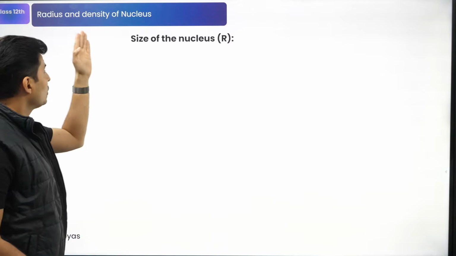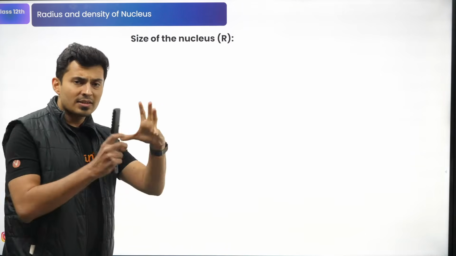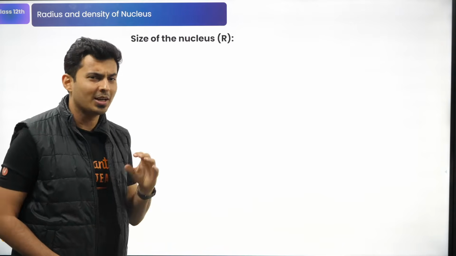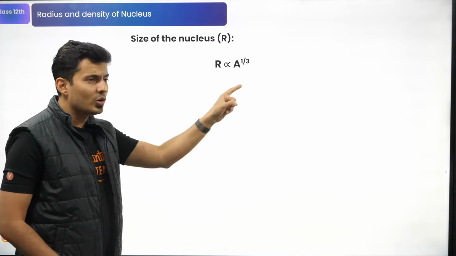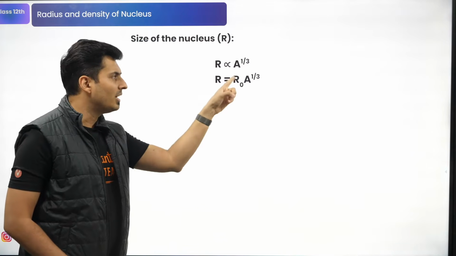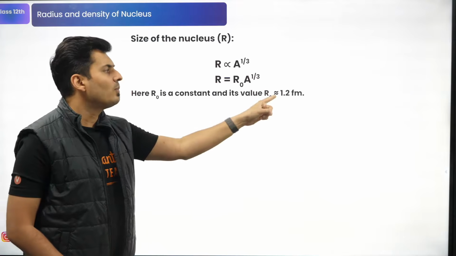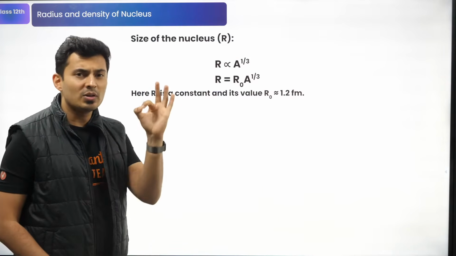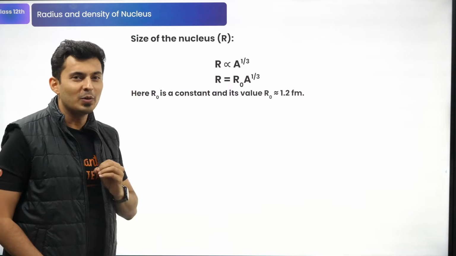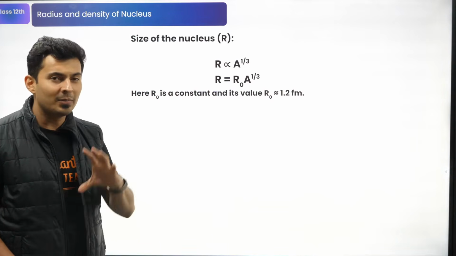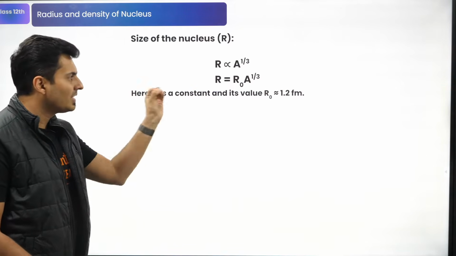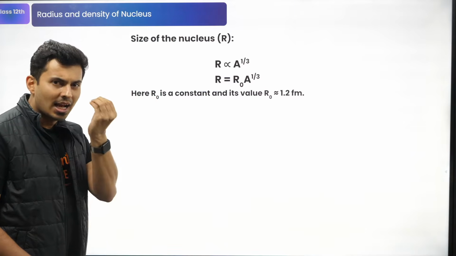Moving ahead now to the radius and the density of the nucleus. The size of the nucleus completely depends on the number of nuclear particles inside of it. So the radius is found to be proportional to the atomic mass number raised to 1 by 3. The constant of proportionality is R0, which has a value of 1.2 fermimeter, which is also 10 to the power minus 15 meters. So that's how small the nucleus is. Compare it with the size of the atom, which is roughly a few Angstroms. So you can see the nucleus is extremely dense and teeny-meeny.